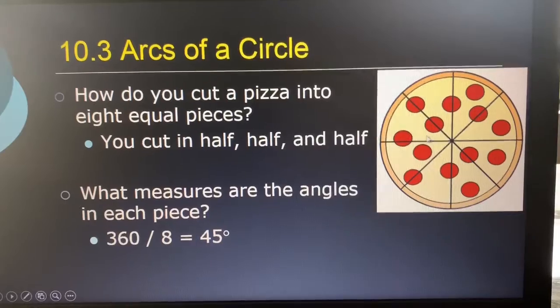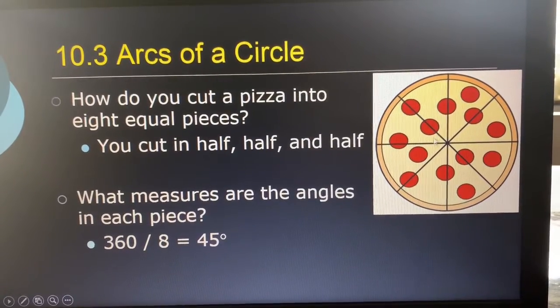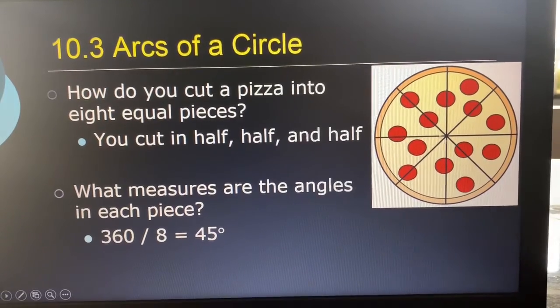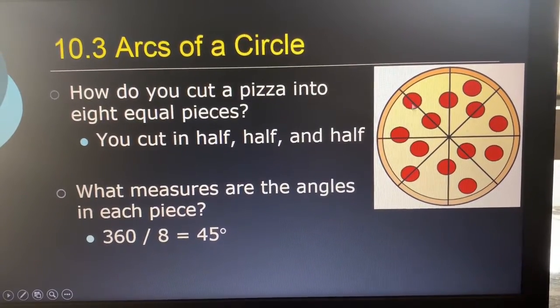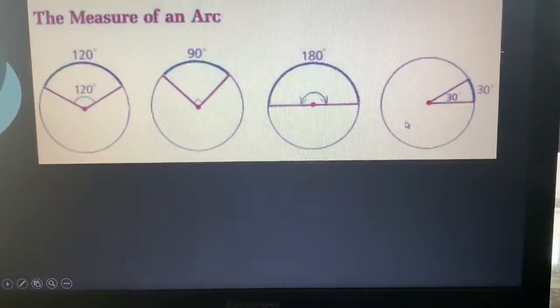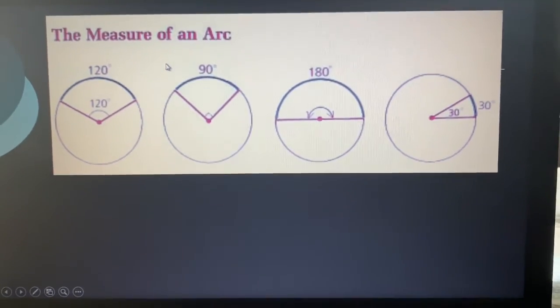It makes sense, right? 45 and 45 is 90. This is a 90-degree angle. Put them together, yep, 90. Each angle here is 45 because we divided this pizza into 8 equal pieces. All right, cool. Let's talk arcs, all right?